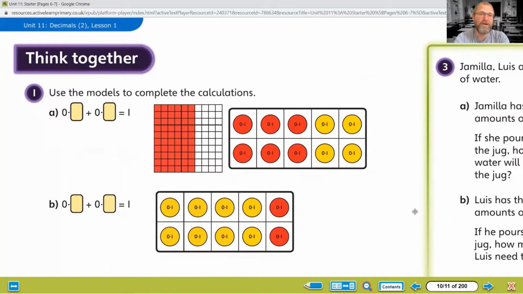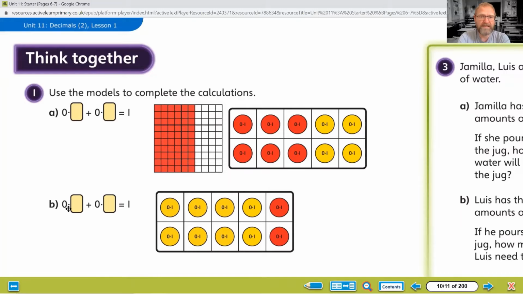So question number 1A says, use the models to complete the calculations. 0 point something plus 0 point something equals 1. So we're adding tenths to make 1. And you can see here on our 100 square, the calculation written out, and also using counters. And the counter value is 0.1, or 1/10.